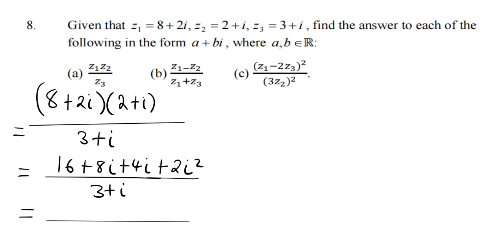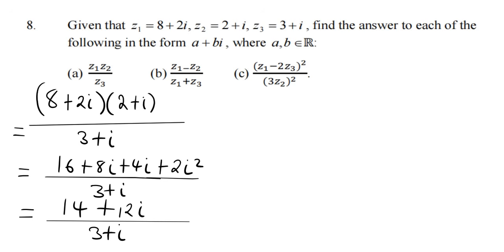Then we simplify on top. We're going to have 16 here, and here we've got negative 2i squared. Now i squared is negative 1, and negative 1 multiplied by 2 will be negative 2. So 16 minus the 2, we're going to have 14, plus 8i plus 4i, that will give us 12i. Then we've got 3 plus i, like that.